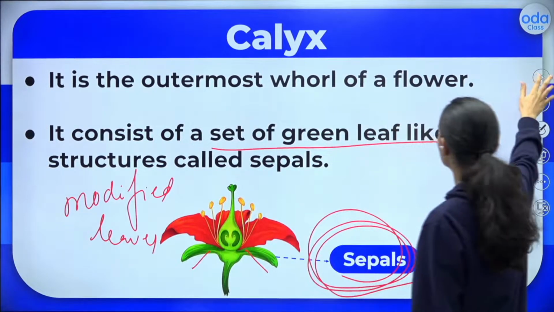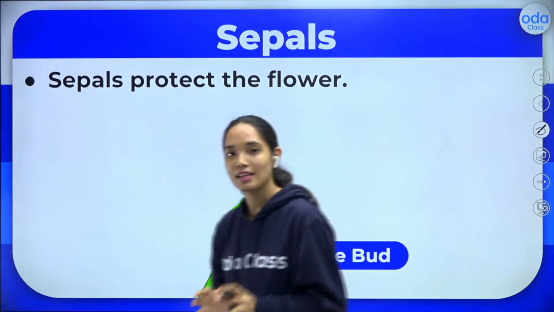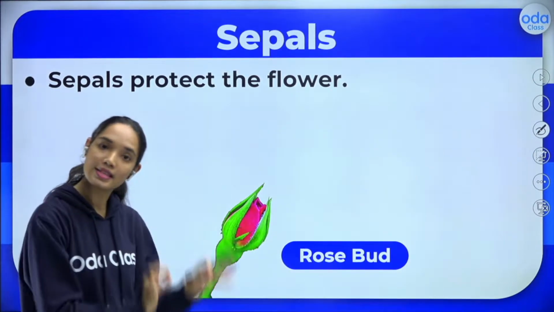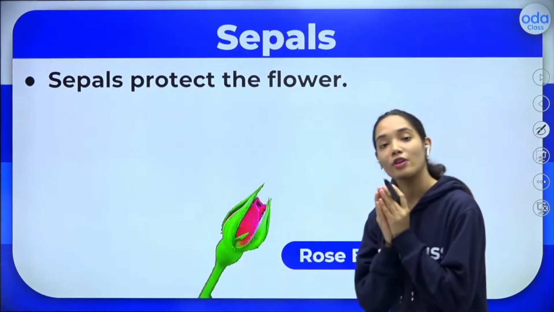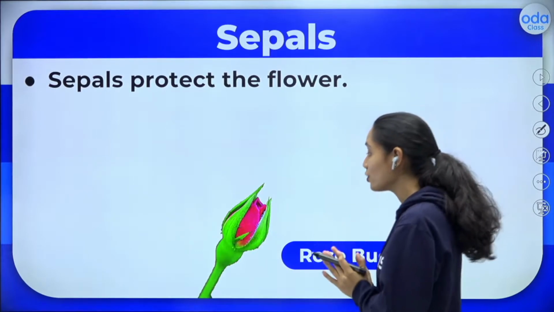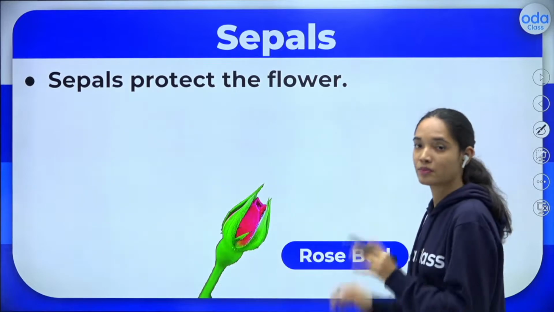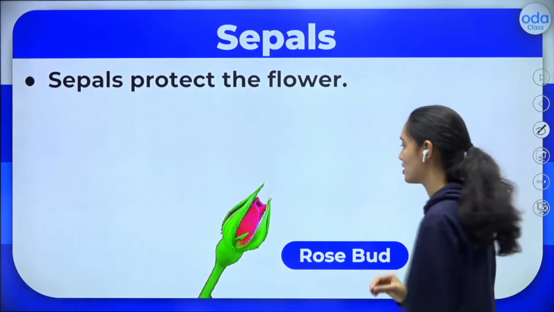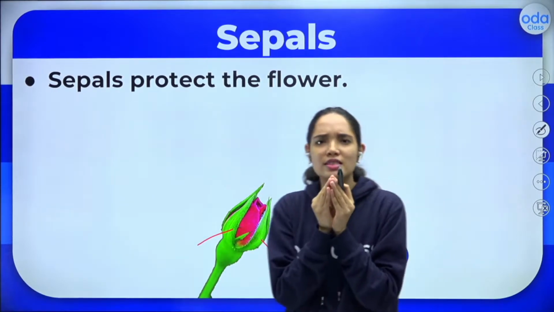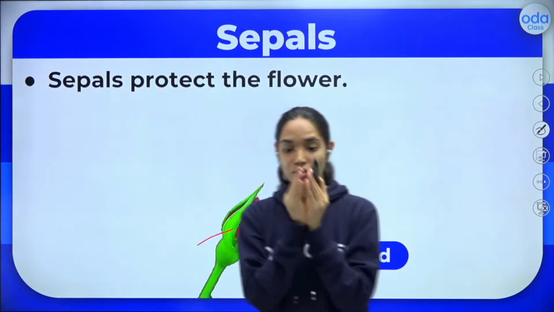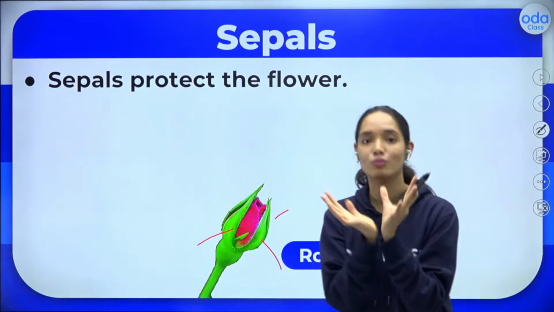Now, my dear students, why are these sepals present? Basically, the main function of a sepal is to protect the flower. I hope you can see this bud. This is a rose bud. Here are the sepals, right? The sepals have enclosed that rose bud, so it is basically protecting the flower before it blooms.